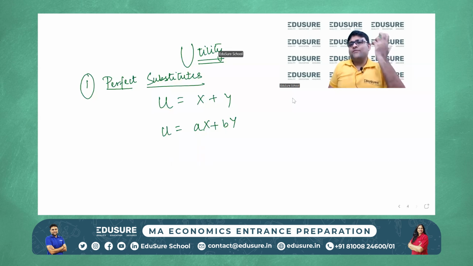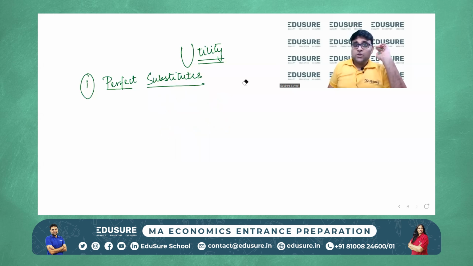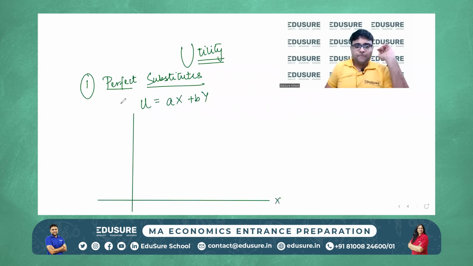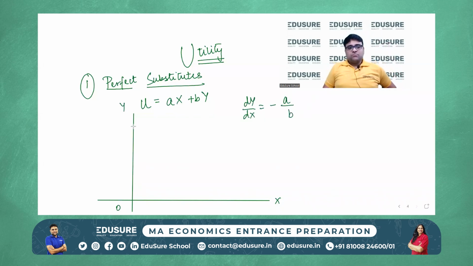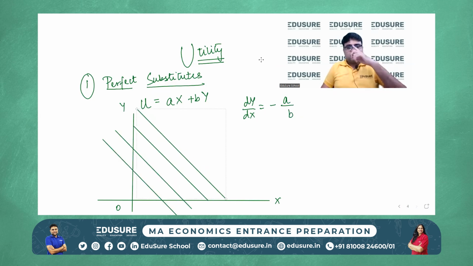So how will we solve perfect substitutes? The first thing, in the perfect substitute case, is that we need to know how to draw the indifference curves. If I have an ax plus by utility function, obviously in the xy plane the indifference curves will be straight lines, right? The indifference curve slope is dy by dx equal to minus MUx by MUy. So these are basically straight lines like these, all of them having a slope of minus a by b, absolute slope a by b. This is how the indifference curves will look.